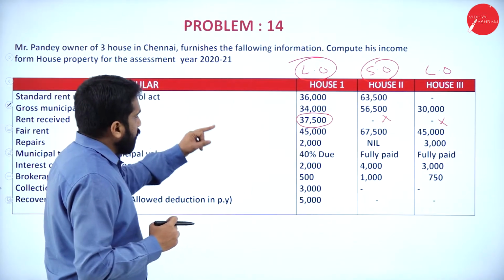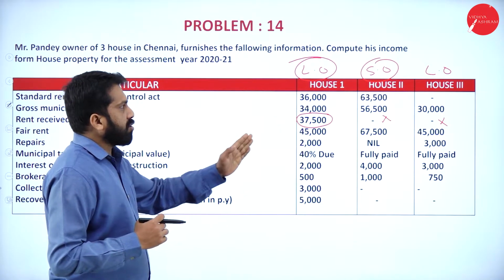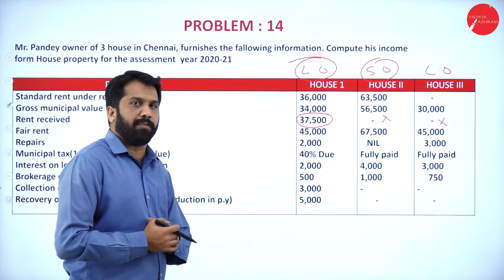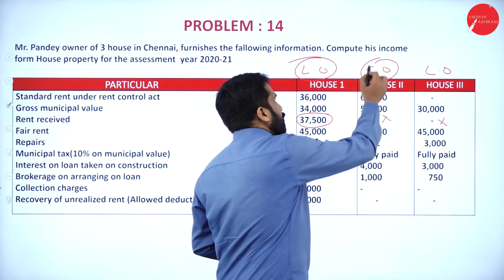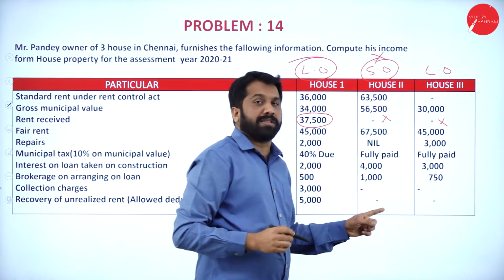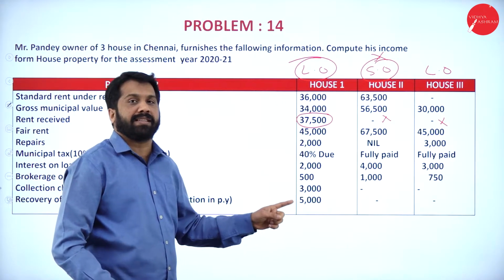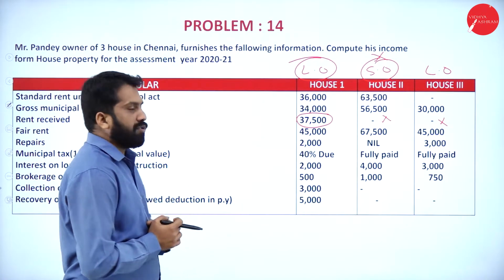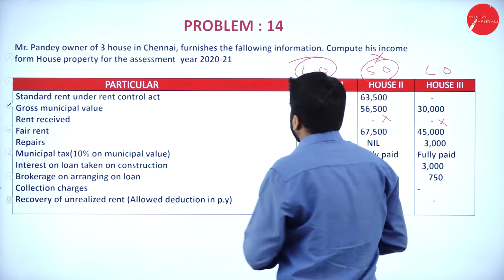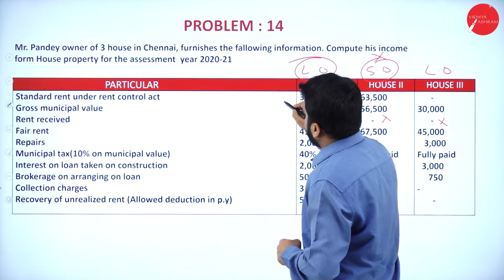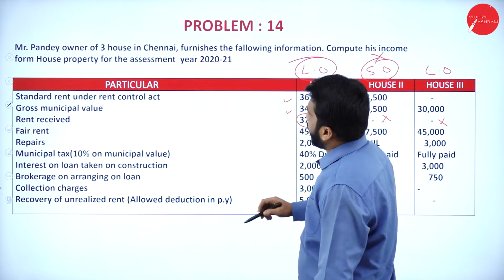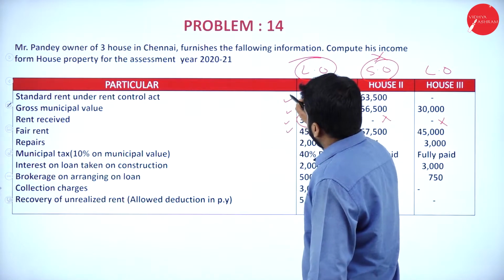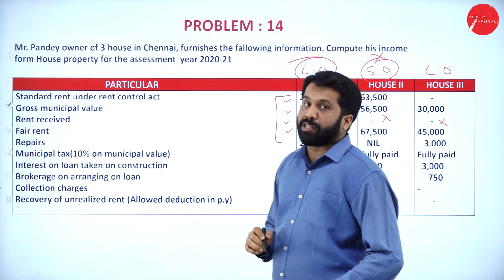Now, these are the information we have. House 2 and house 3 will come later. We'll check your house number 1. Remember, house 2 we are not calculating. Why? Because we have treated that as self-occupied. Now, I'll go to house number 1. In this, you have standard rent, you have gross municipal value, you have rent received also, you have fair rent. All the 4 informations you have.